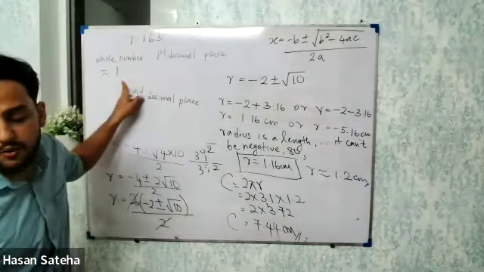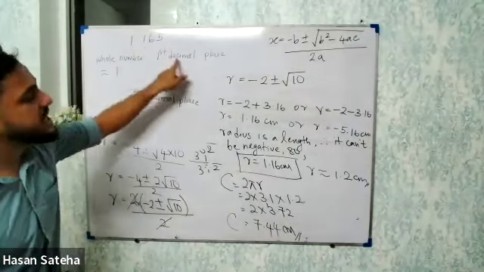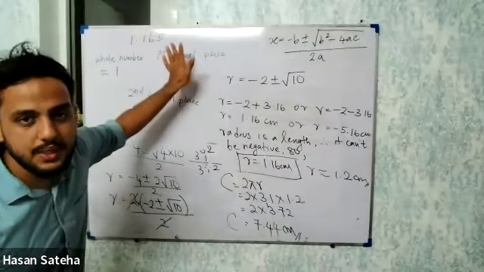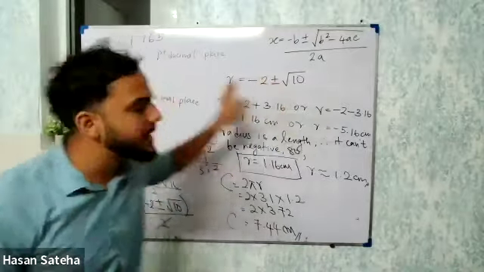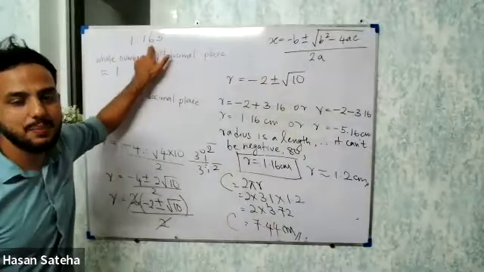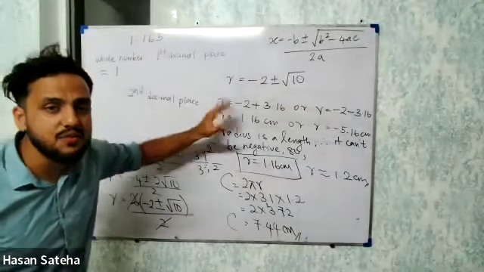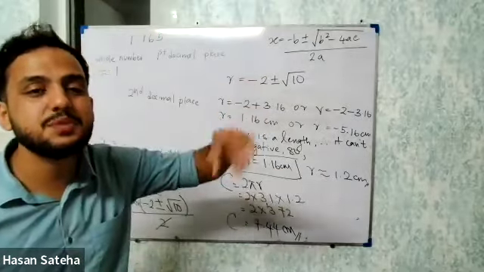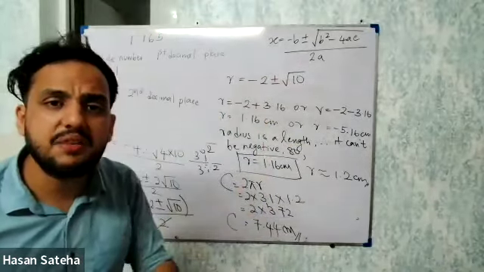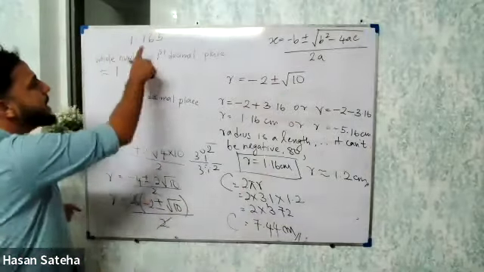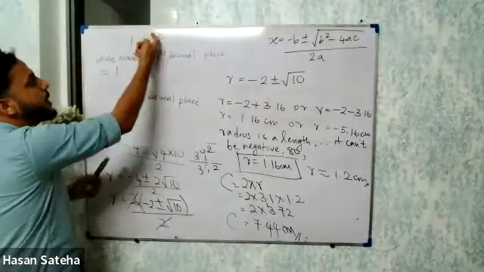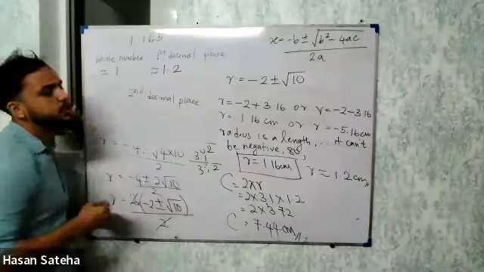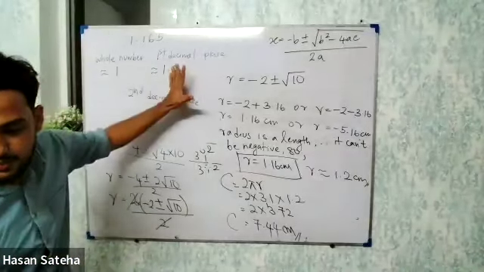So this is how you round off to the nearest whole number. Now when you're rounding off to the first decimal place, you look at the second decimal place. If the second decimal place is 5 or more than 5, you increase the first decimal place by 1 point. If it is less than 5, you leave it as it is. Now here it is more than 5. So you increase the first decimal place by 1 point.